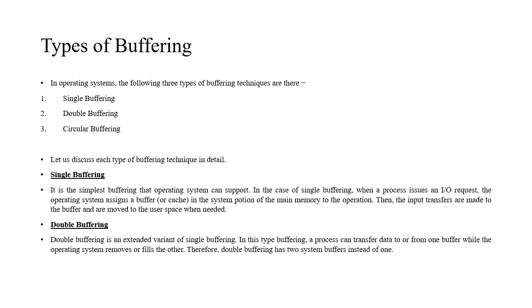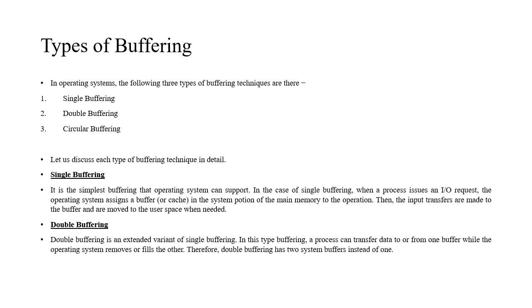In the case of single buffering, when a process issues an input-output request, the operating system assigns a buffer in the system portion of the main memory to the operation. Then the input transfers are made to the buffer and are moved to the user space when needed. So this is single buffering, which means it works on input-output requests. When someone wants some output from the system, single buffering will work.